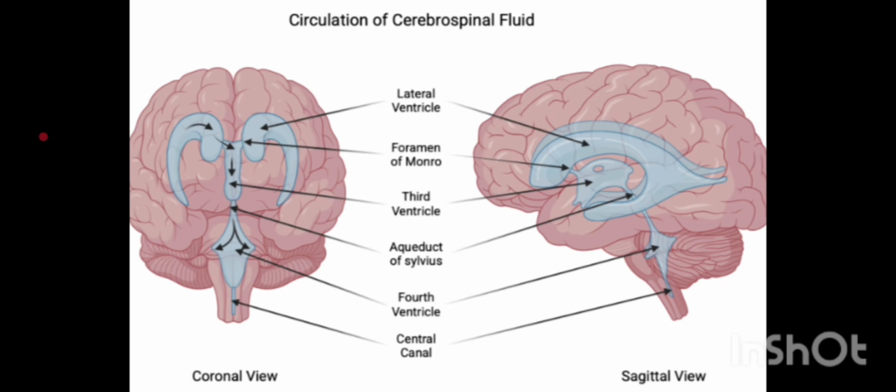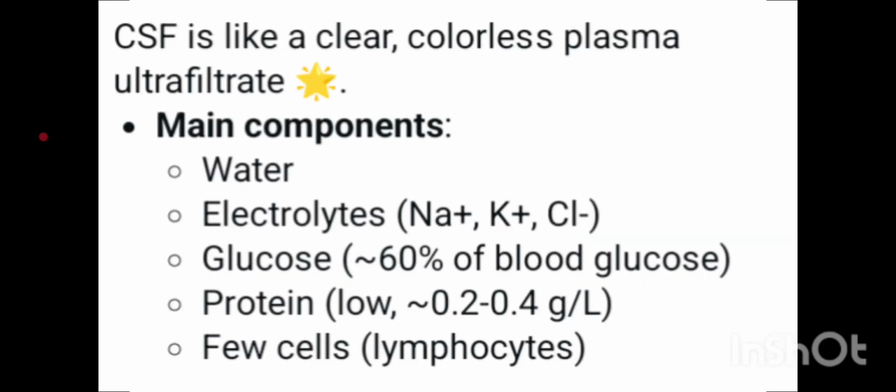So first of all, CSF is a clear colorless fluid that has about the same composition as the plasma with some exceptions. It contains glucose, proteins, electrolytes, and lymphocytes. Now, how is it formed? Initially it is formed in the choroid plexus.